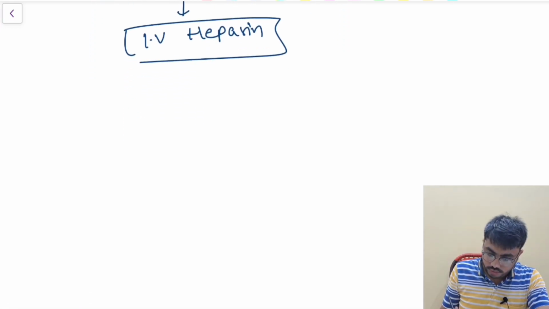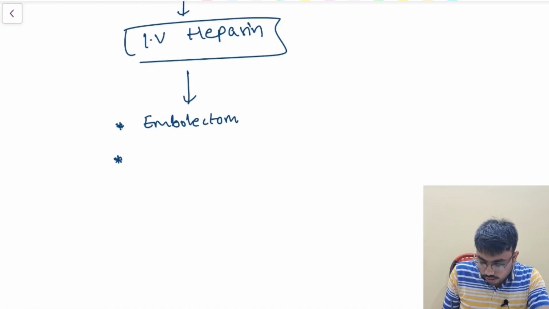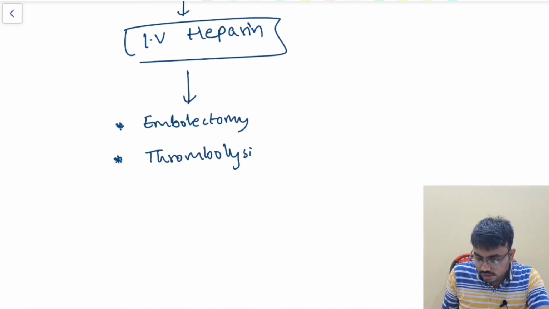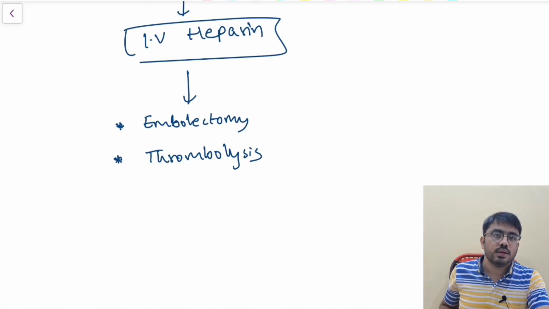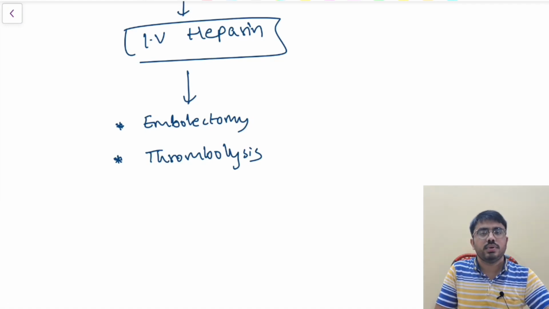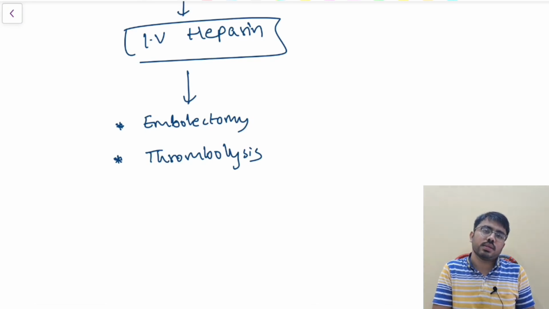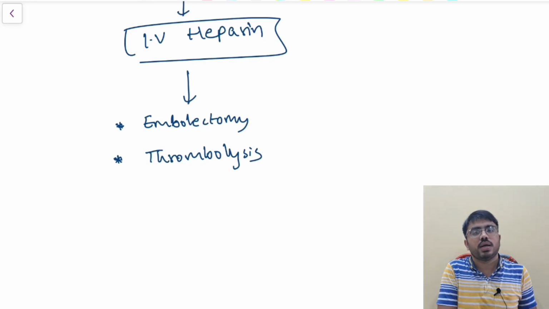Okay. Now, after giving this intravenous heparin, what to be done? I can do embolectomy, or I can do thrombolysis also. Thrombolysis is somewhat a medical therapy, whereas embolectomy is somewhat a surgical technique. Whatever you have to follow depends on the patient, but still the first step in every patient is intravenous heparin. Followed by that you can get embolectomy or you can get thrombolysis also.